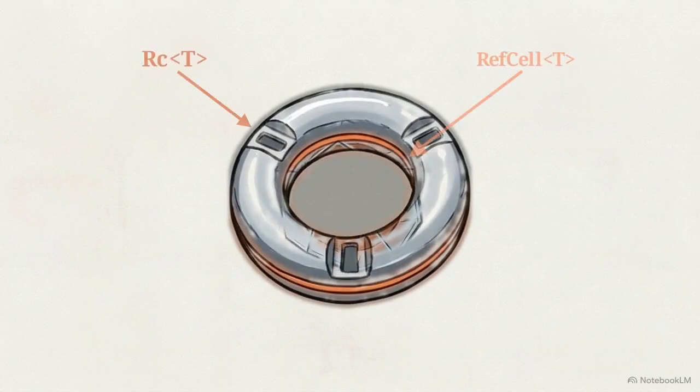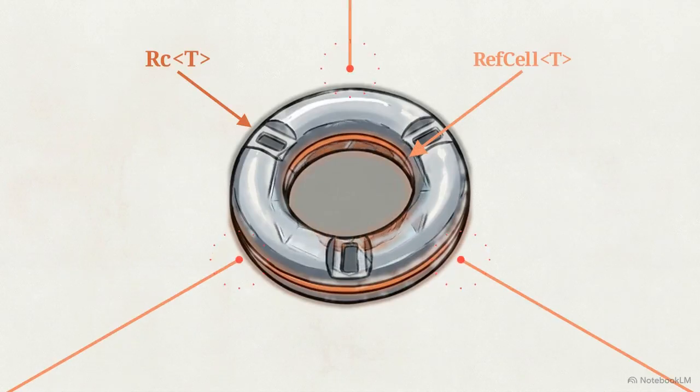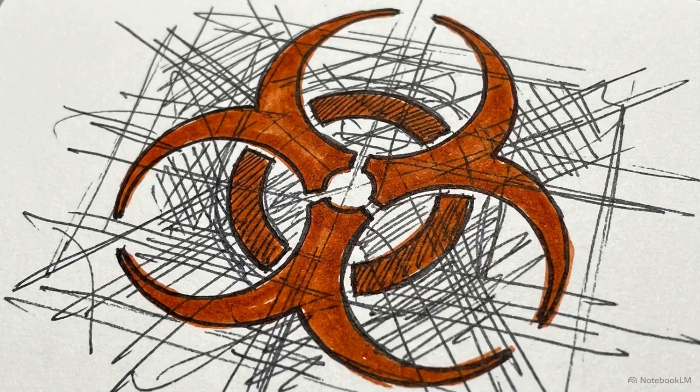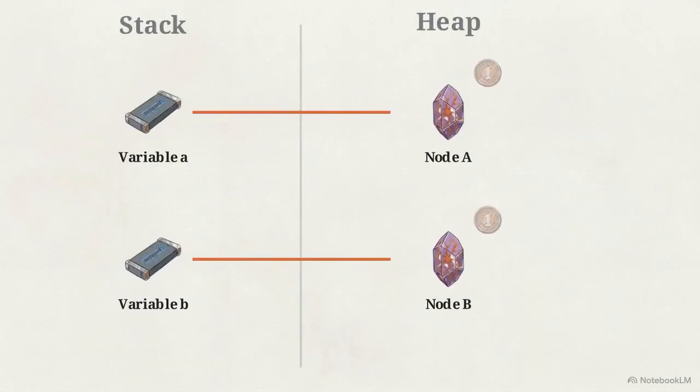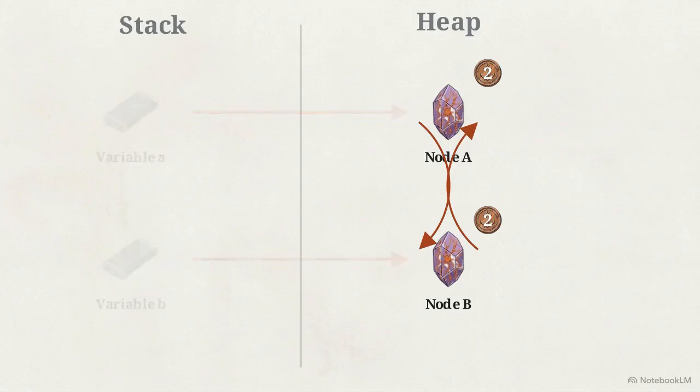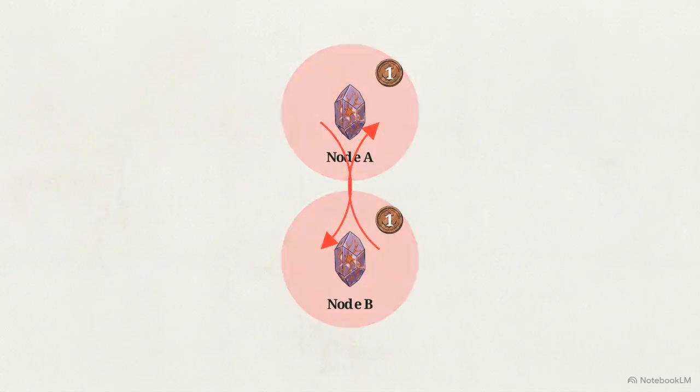Nesting a RefCell inside an Rc allows for complex, mutable graph nodes with multiple owners. However, this combination creates a vulnerability, the reference cycle memory leak. If box A is mutated to point at box B, and box B points back at A, they form a closed loop with a strong count of 2. When stack pointers vanish, counts drop to 1. The nodes are stranded in memory, completely unreachable.